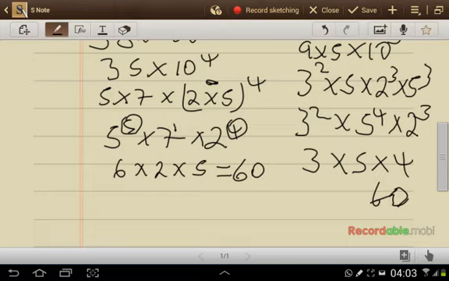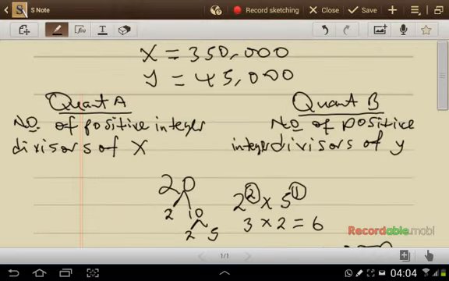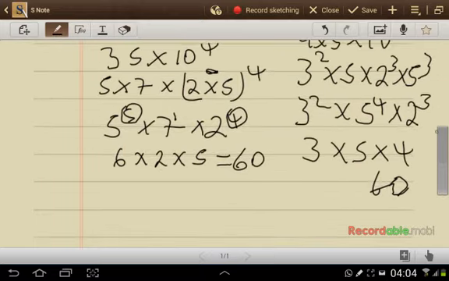So clearly we see that 45,000 has the same number of factors as 350,000. So if you were to guess, if you don't take care, your best bet would be to go for x as the greater one, but from what we did, you realize they are equal, so our answer is C.